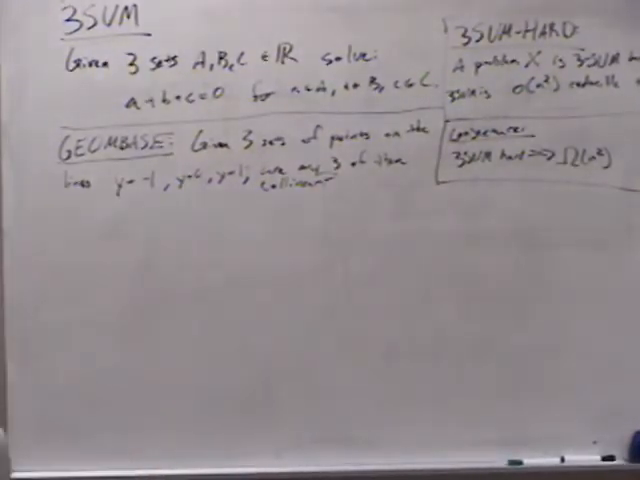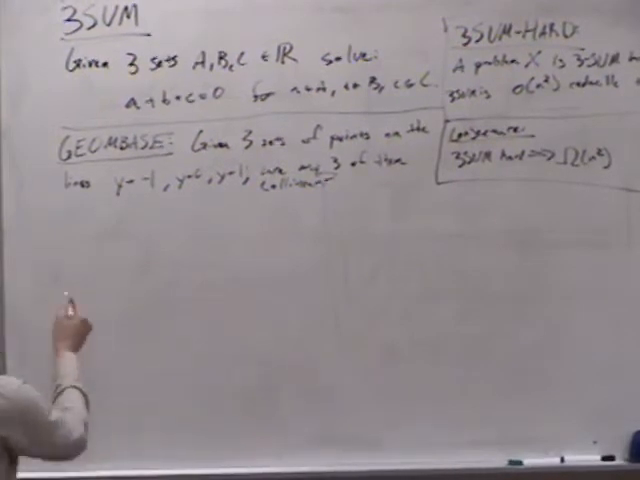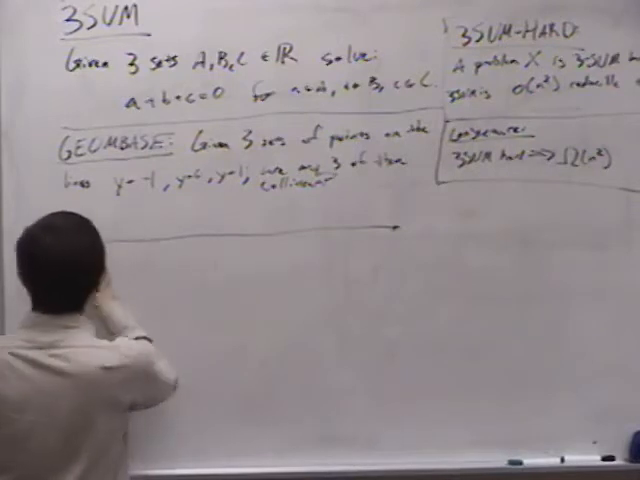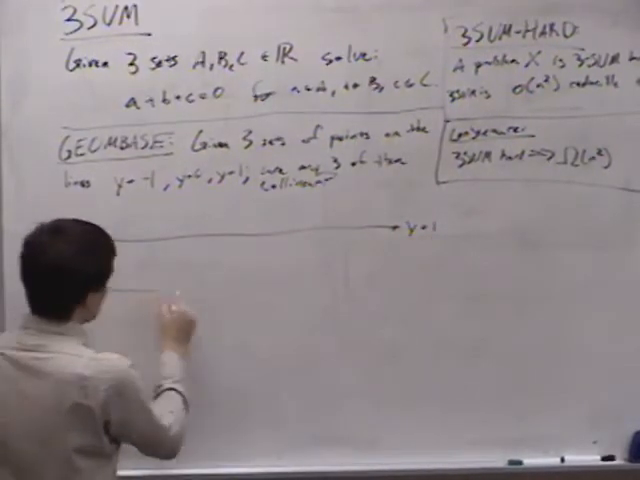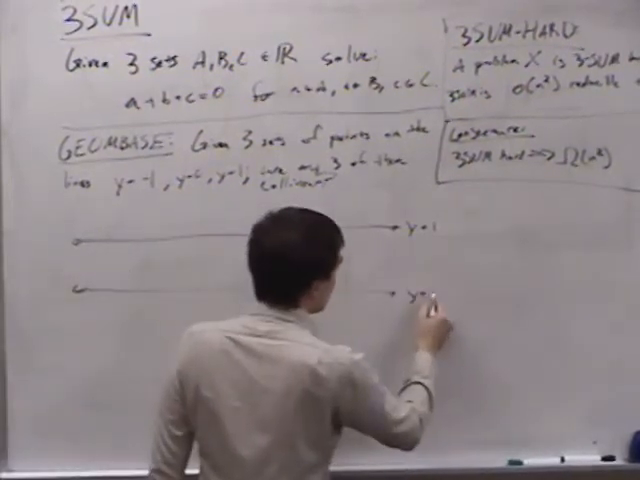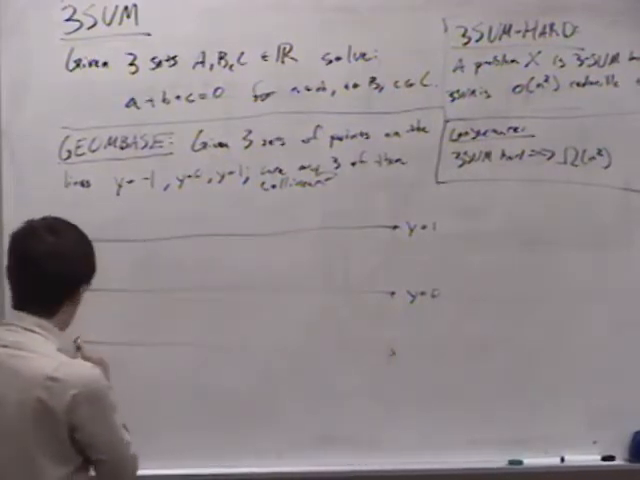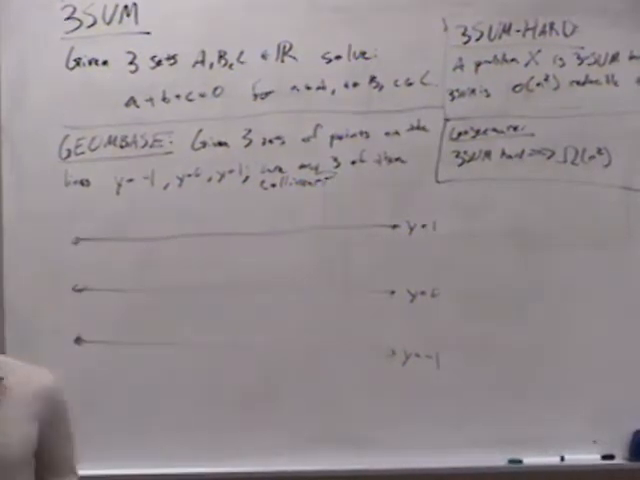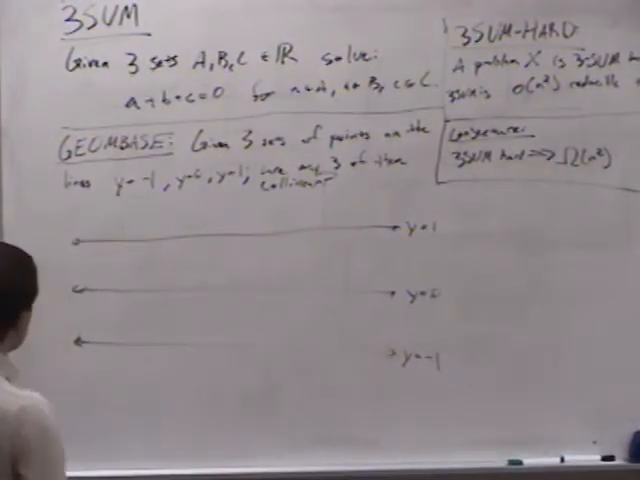So I'll draw a picture of this, and we'll see what it looks like. Let's say we have one line here. This will be our line y equals 1. We'll have another line here. This is the line y equals 0. And finally, a line down here, y equals -1.